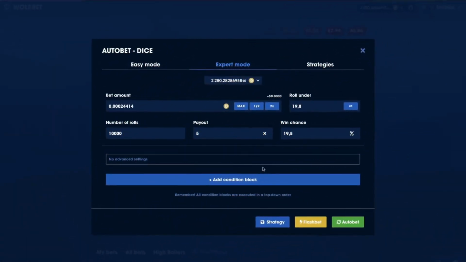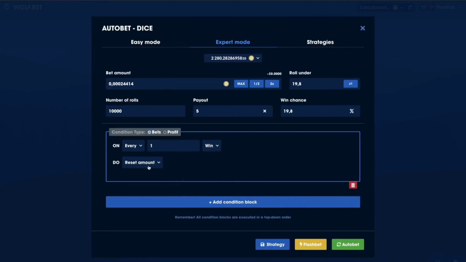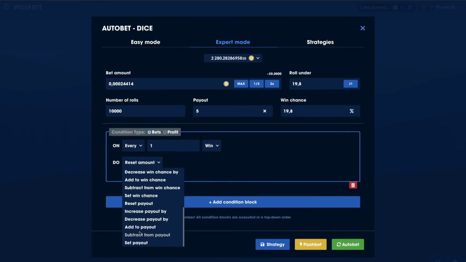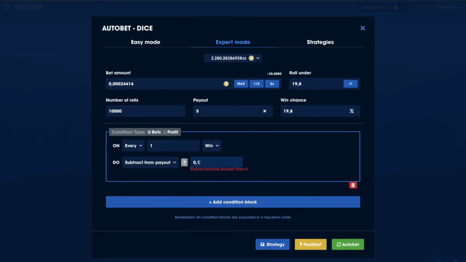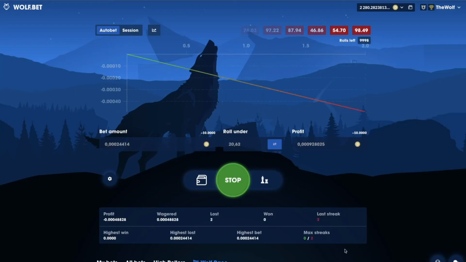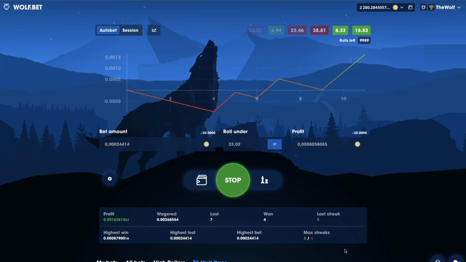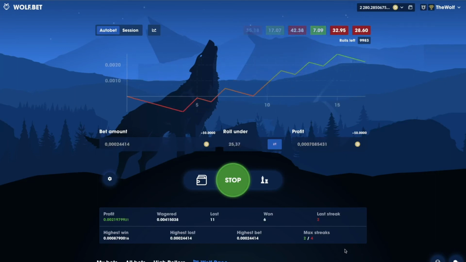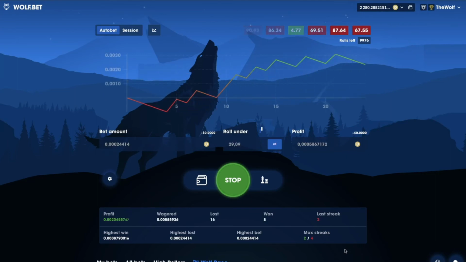And, of course, you can also subtract an amount from the payout. In this example, I will remove 0.1x from the payout on every loss. So, I select Subtract from Payout and type 0.1 and let it roll. There you go, after every loss, 0.1x is being removed from the payout.